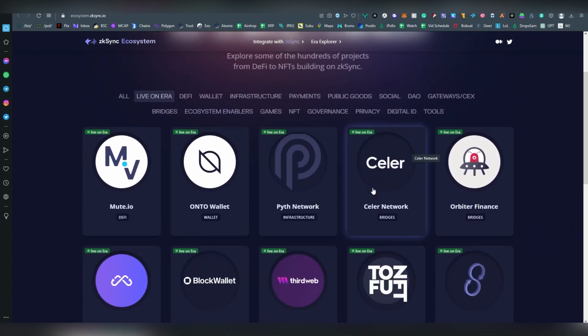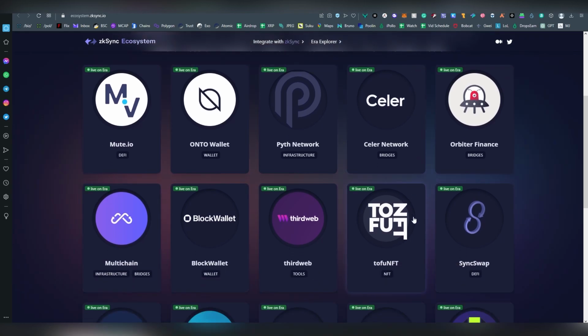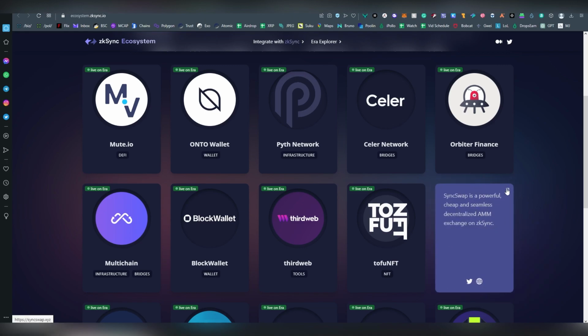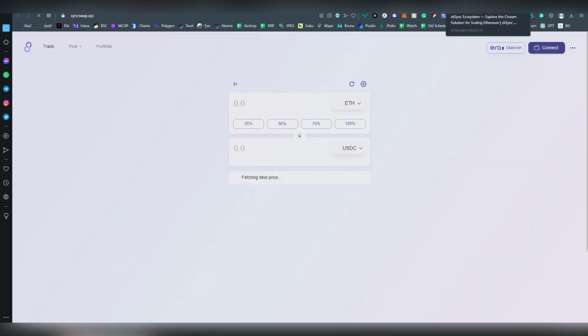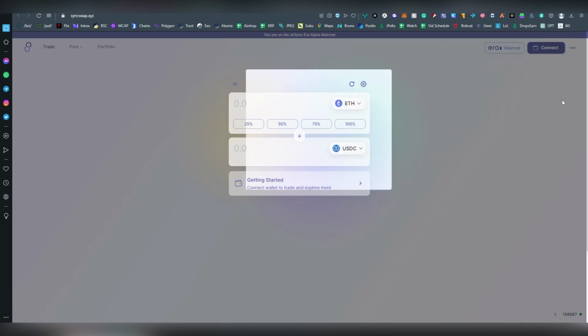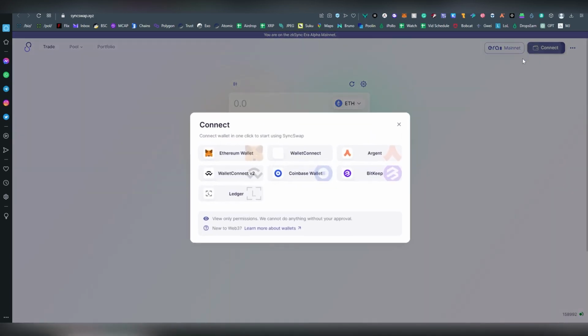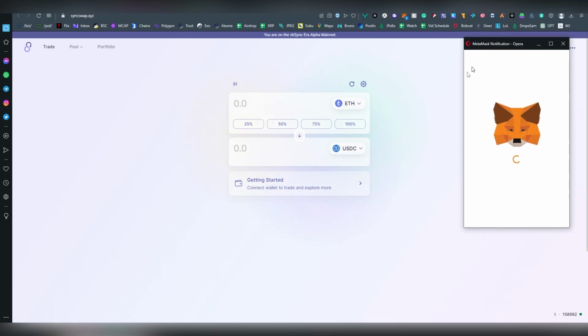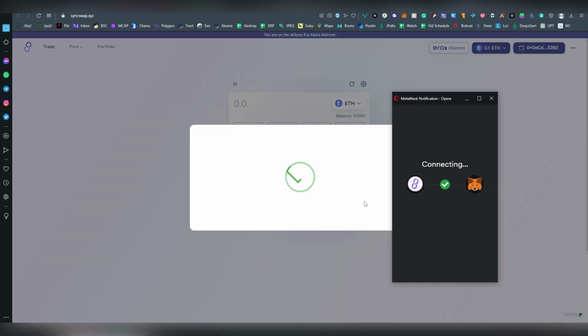For example, we have Celer, which I believe is a bridge system. We have Tofu, which is an NFT marketplace. We have Block Wallet, we have Onto Wallet, we have Multichain, which is another bridge. Orbiter Finance, I believe, is another bridge. Mute, as we already talked about, is a swapping site. Then we have SyncSwap, I believe this is another AMM, and by the way, this one doesn't actually have a token yet, as far as I know. So this is another one that you might want to interact with and maybe provide some liquidity, because there are obviously going to be multiple drops.